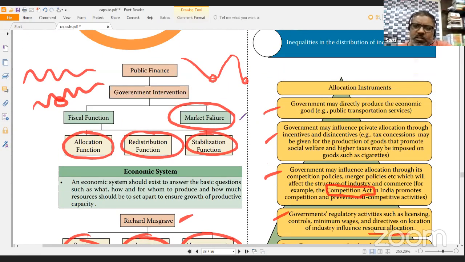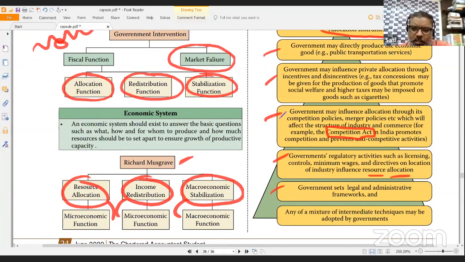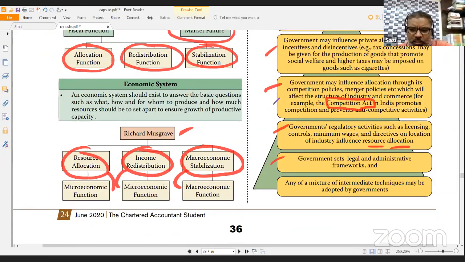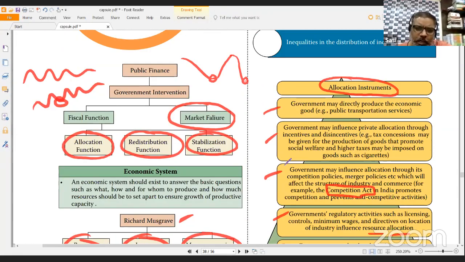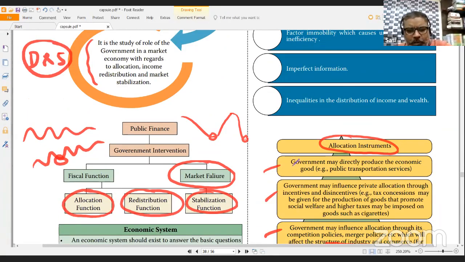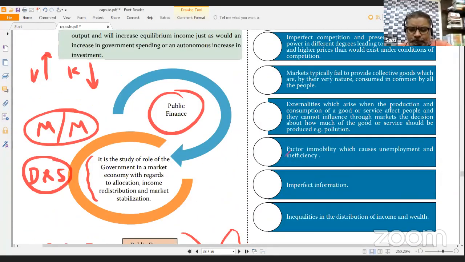Government does all these things through its allocation function and different instruments of creating policies, regulations, acts, legislations, and sometimes incentivizing, disincentivizing. All these things the government will do through its legal, administrative framework, and any other mix of all these things the government will adopt in performing its allocation function.